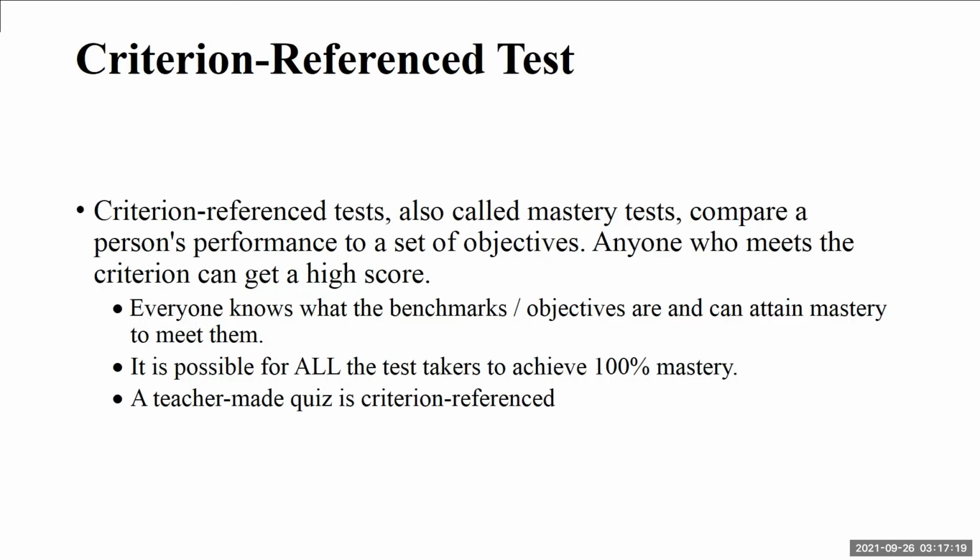Tests that assess content areas include quizzes, projects, and exams that are often teacher-made criterion reference tests. They compare a person's performance to a set of objectives. Anyone who meets the criterion can get a high score and can attain mastery, according to an A to F grading scale. It is possible for all of the test takers to achieve 100% mastery.